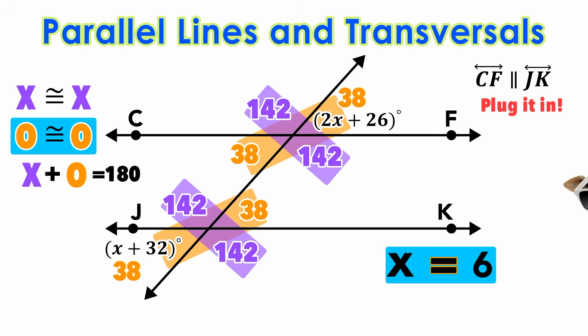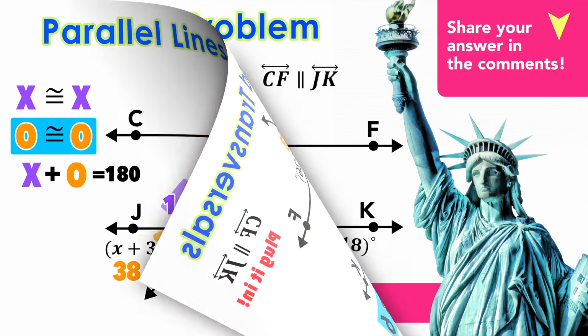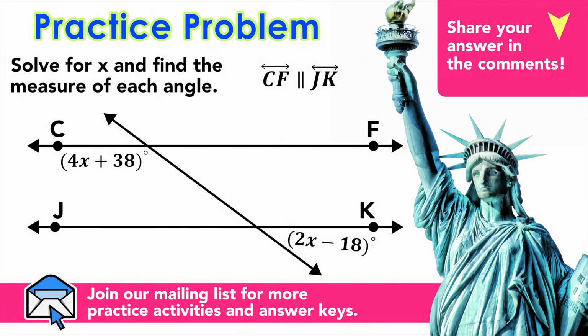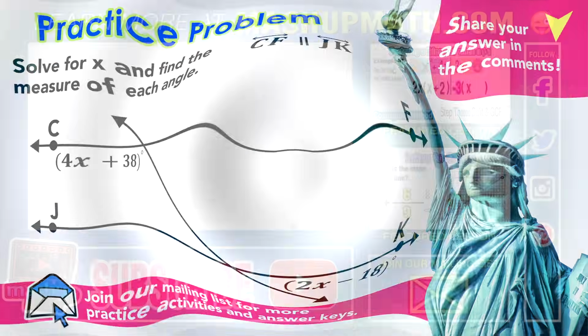So you may choose to use the XO method or some similar color coordinating method to better help you visualize the relationship between the angles that are formed when we have parallel lines cut by a transversal. So go ahead and use any method that you would like and try this problem on your own, and be sure to share your solution in the comments below. I'd love to hear what you guys get and see what you're thinking.